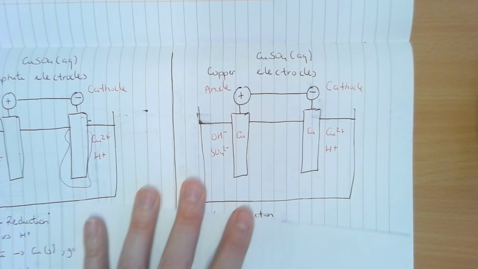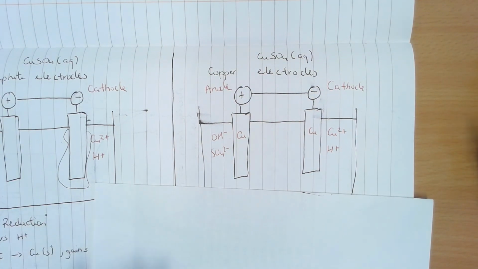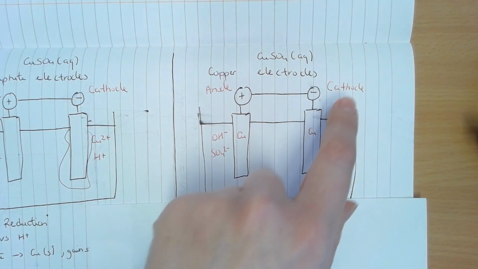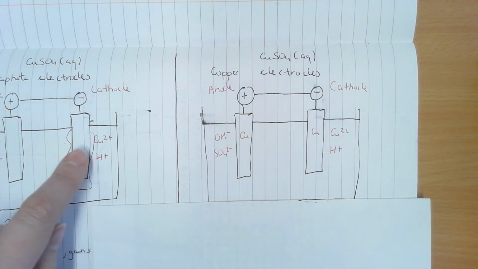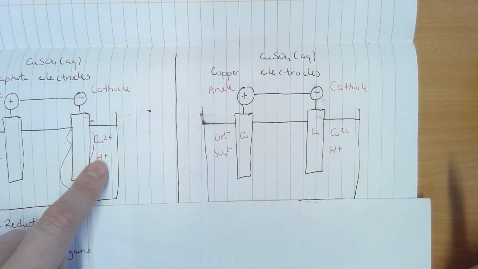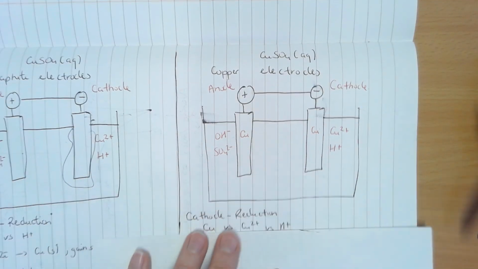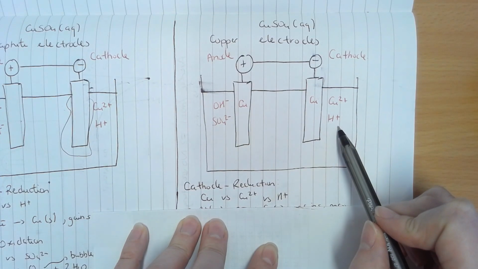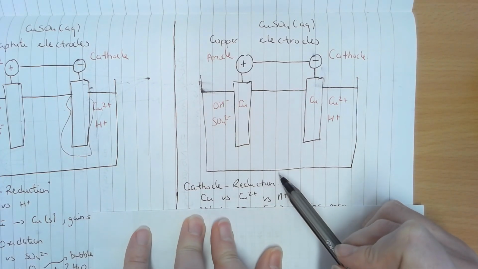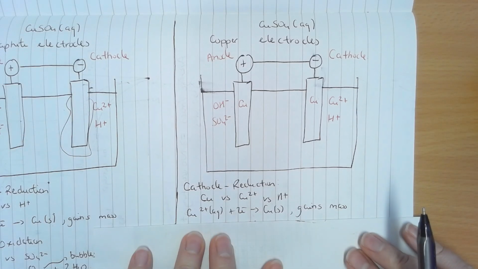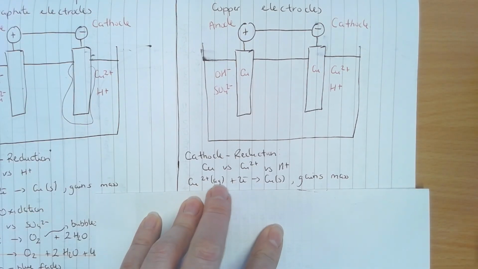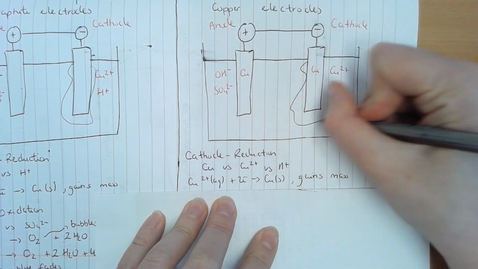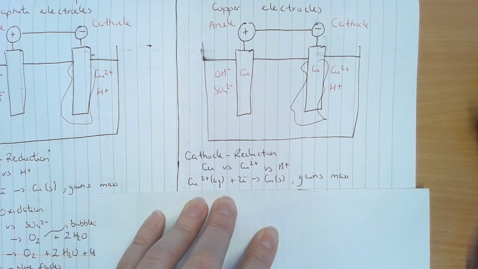But when we go over here and I use copper electrodes instead, copper is not inert and copper does get involved. So when I'm looking at the cathode, instead of just asking myself H+ versus Cu2+, I'm now asking myself copper versus Cu2+ versus H+. In terms of what's reduced, it is still going to be Cu2+. Okay, exactly the same half equation as what we saw before, exactly the same outcome. You're going to get this build-up of copper around the cathode.